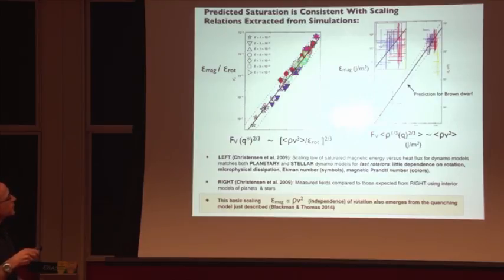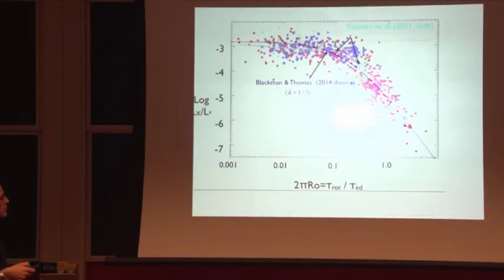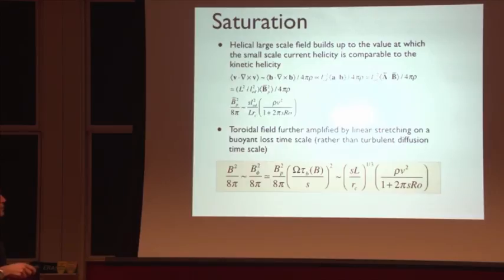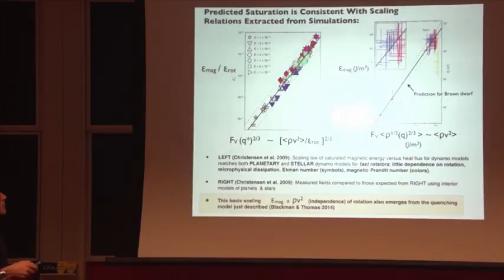The colors indicate magnetic Prandtl number, the ratio of the microphysical viscosity to the magnetic dissipation. Ekman number is the viscosity to the Coriolis force. There had been some thinking that the balance between the Coriolis force and the Lorentz force was a determiner for saturation, and that turns out not to be the case in these. This is consistent with the result that we also have, rotation independent for the low Rossby number regime. So that just ends up being consistent.